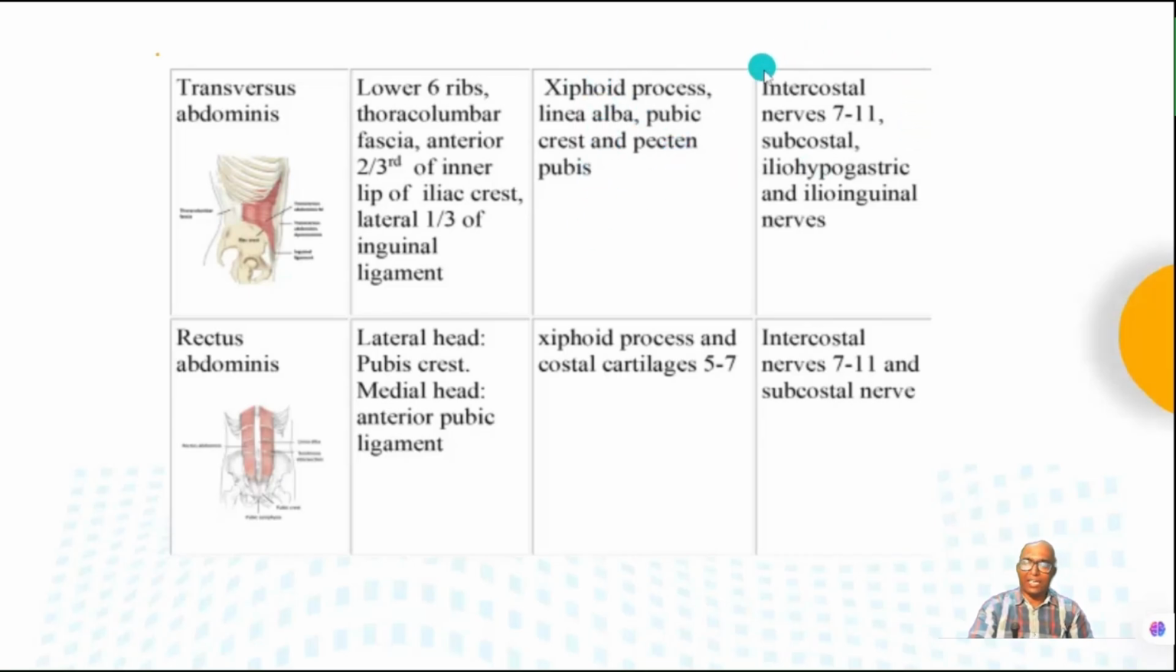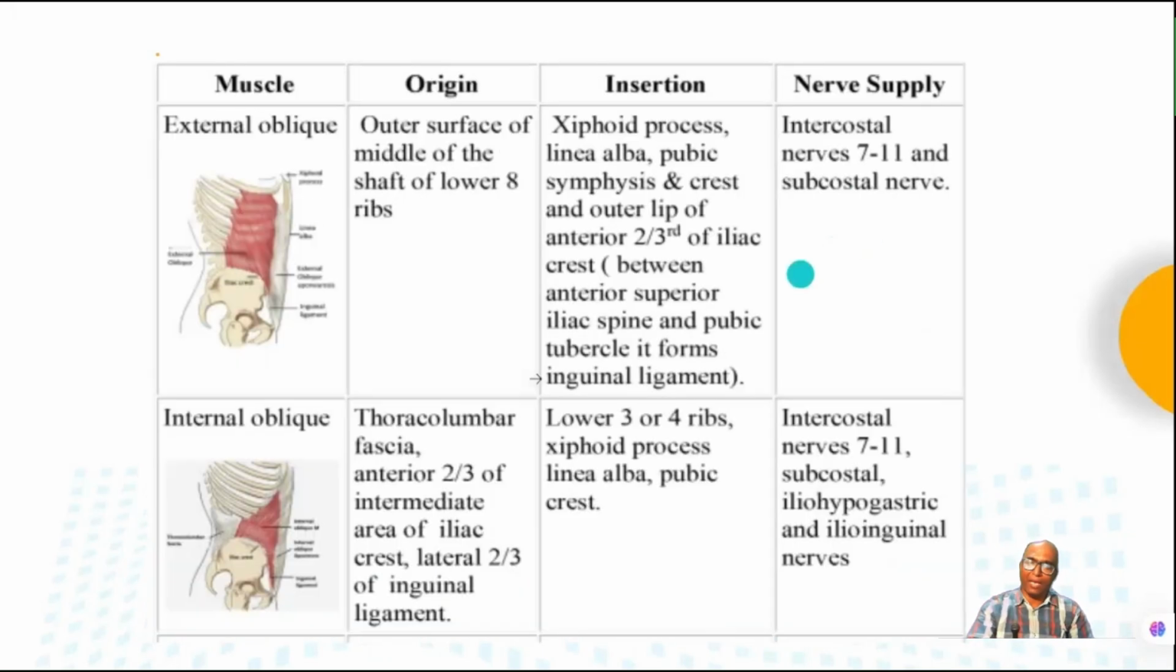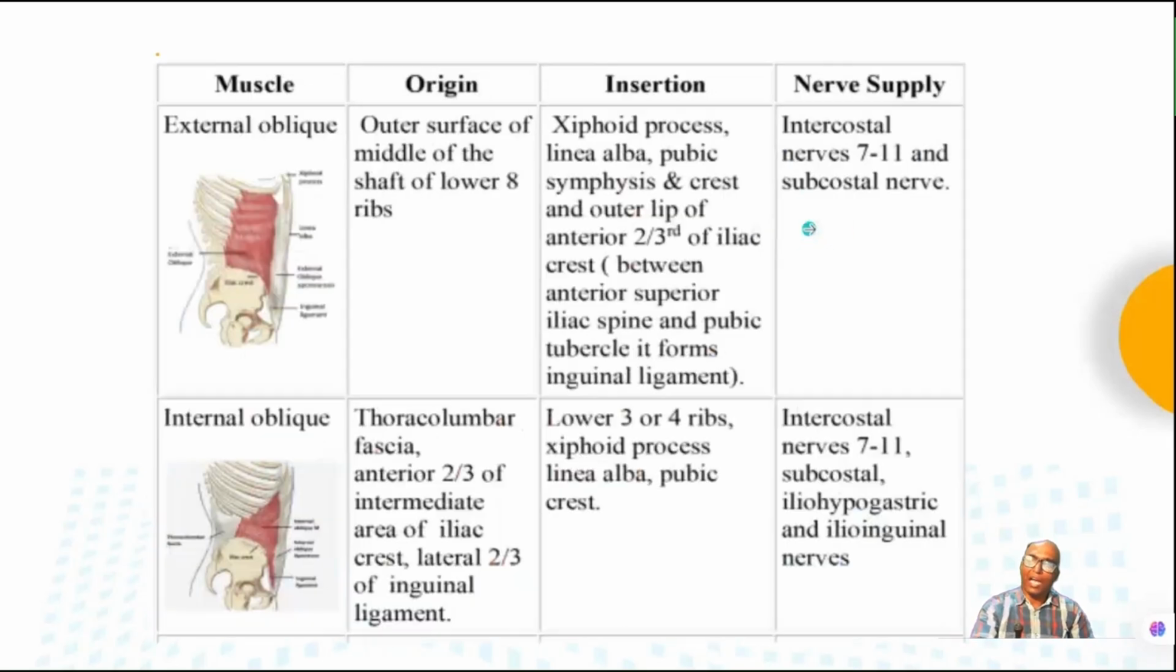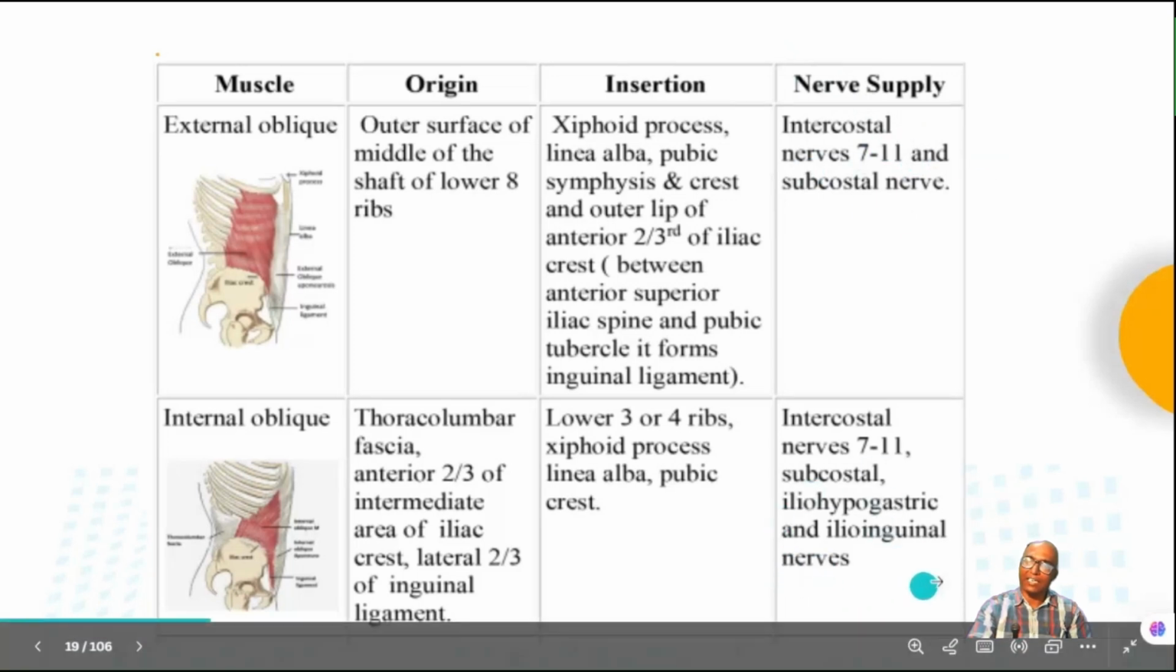And here, same nerve supply like the internal oblique, that is intercostal nerves 7 to 11, subcostal, iliohypogastric and ilioinguinal. So these two have got the same nerve supply, internal oblique and transversus abdominis. The external oblique has only intercostal nerves 7 to 11 and subcostal. Here only what is getting added is iliohypogastric and ilioinguinal. So three are over.